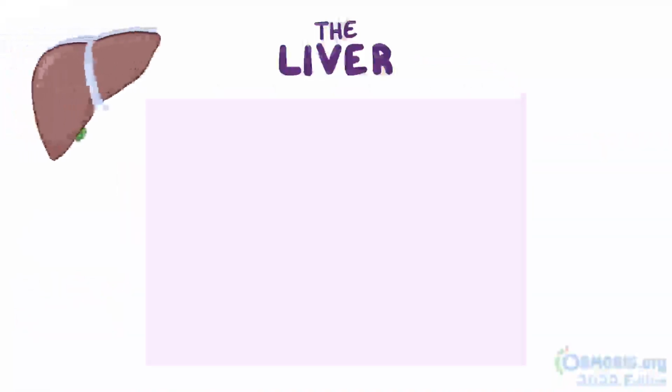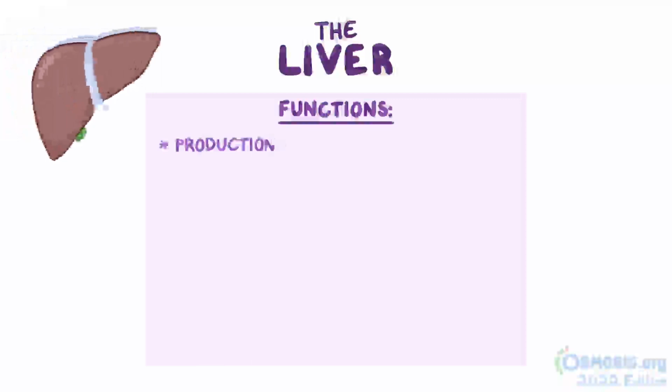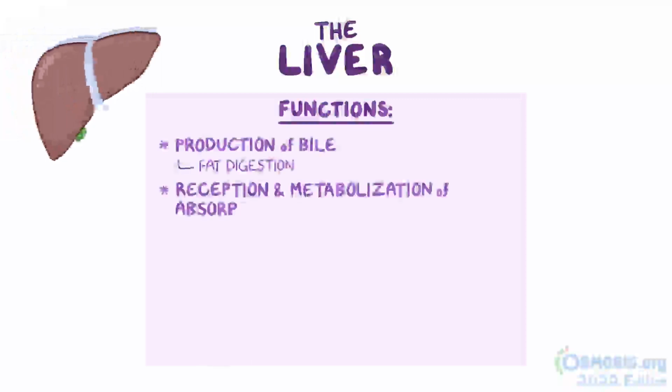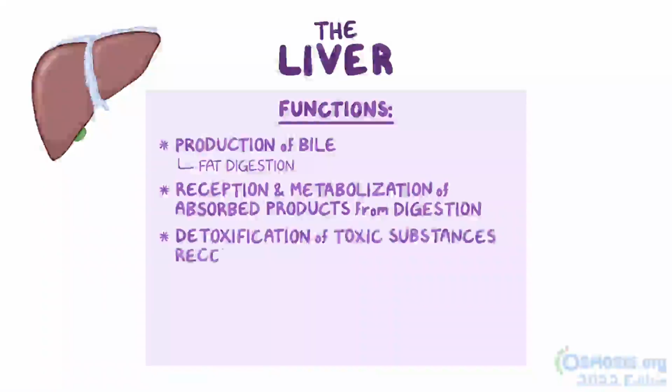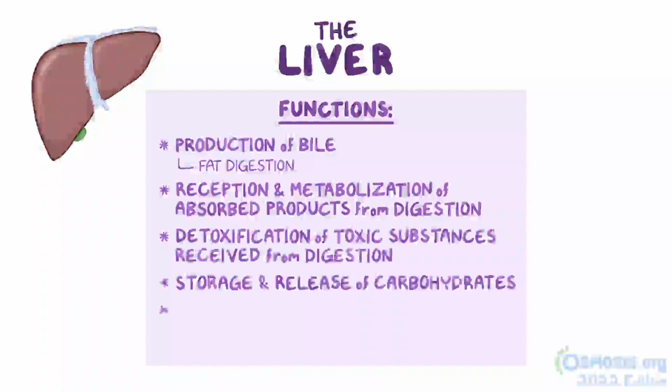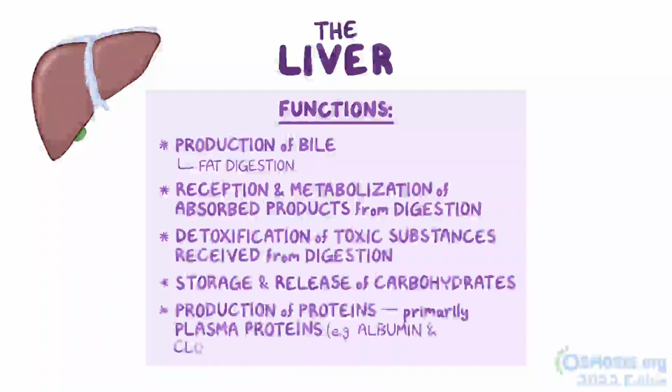The liver has many important functions, including the production of bile to aid in fat digestion, reception and metabolization of absorbed products from digestion, detoxification of toxic substances received from digestion, storage and release of carbohydrates, as well as the production of proteins, primarily plasma proteins such as albumin and clotting factors.